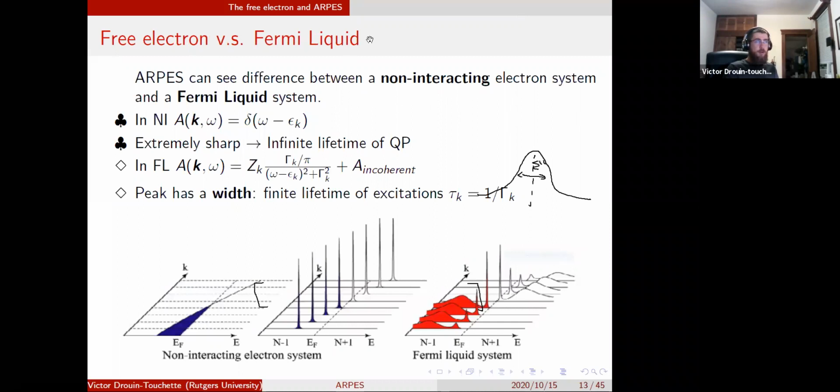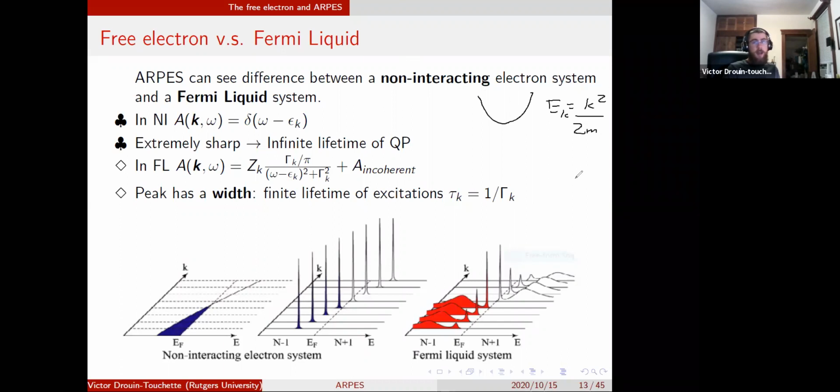Okay. So just to put that a bit more in perspective, ARPES can really see the difference between a non-interacting electronic system and a clear Fermi liquid system. In a non-interacting electronic system, the free electron, like I said before, my electronic dispersion is going to be something like ε_k equals k squared over 2m, right? And if I measure the spectral function for that particular dispersion for the free electron system, it's going to be just a series of delta functions at each point where the frequency is equal to this energy level. So you just have very, very sharp peaks and very sharply defined states there.